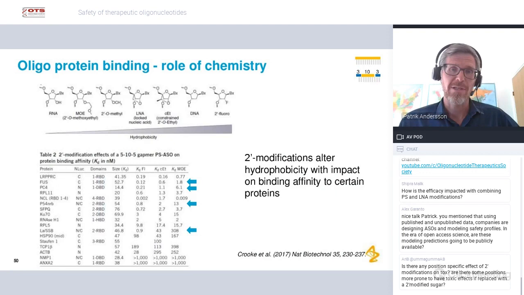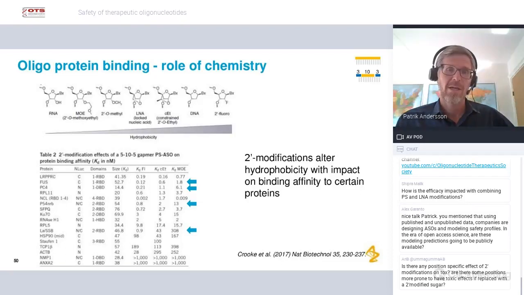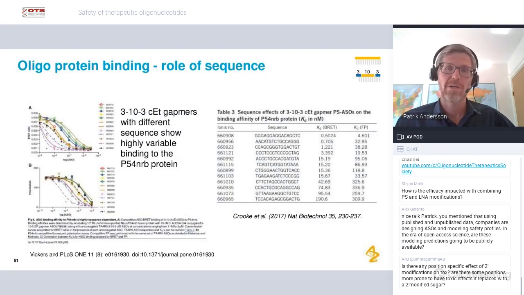I will actually skip this one. So coming to this here about the chemistry, a series of papers, again from Ionis, looked into the chemistry of the ribose modifications, looking at the hydrophobicity. And they looked at a given sequence, but with different ribose modifications, and found differences in protein affinity of intracellular proteins, where the fluoro and the LNAs are more hydrophobic than the MOE chemistry, which in some instances actually correlates with toxicity. So it's not only the chemistry, but also the sequence.